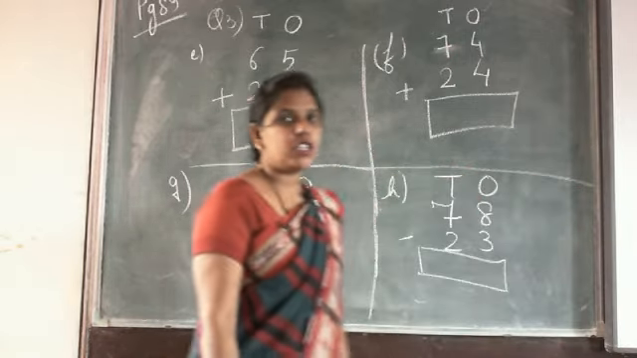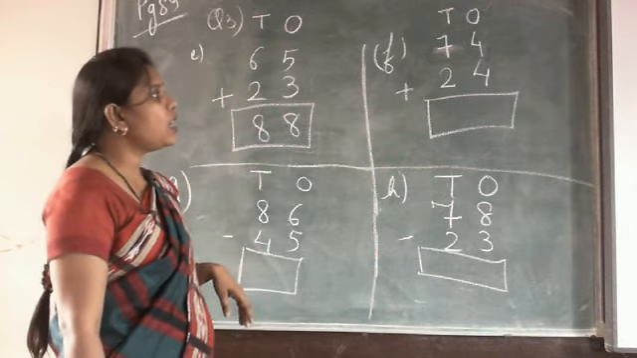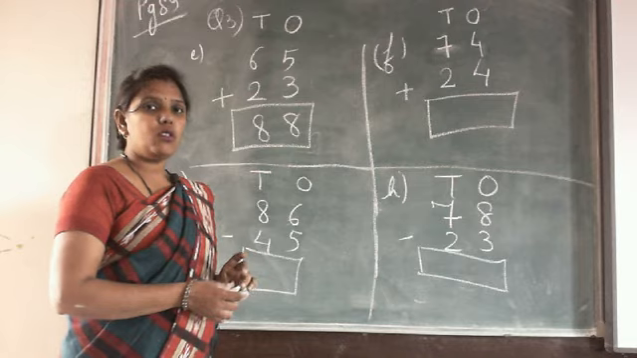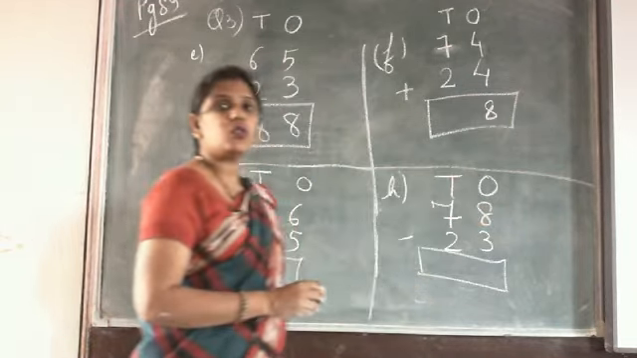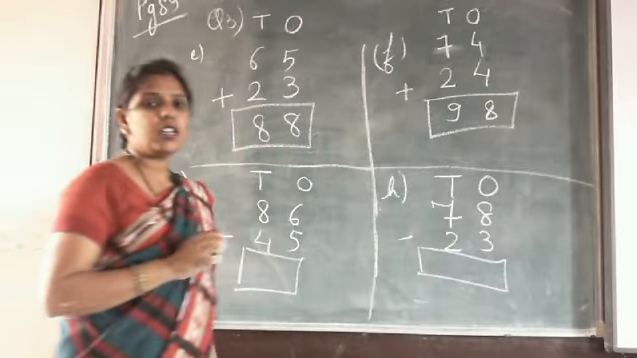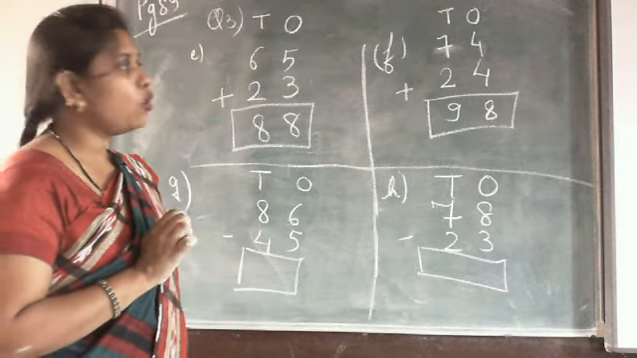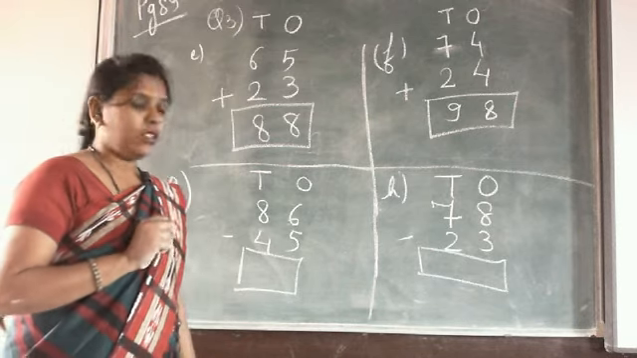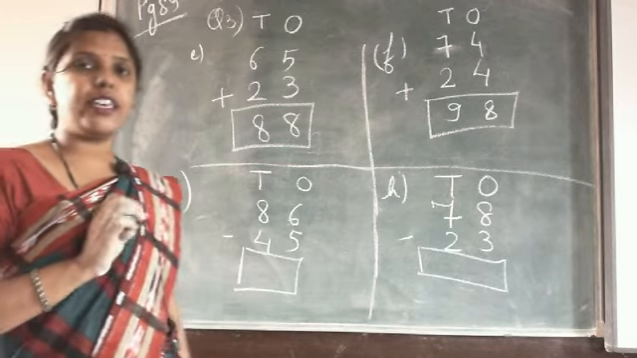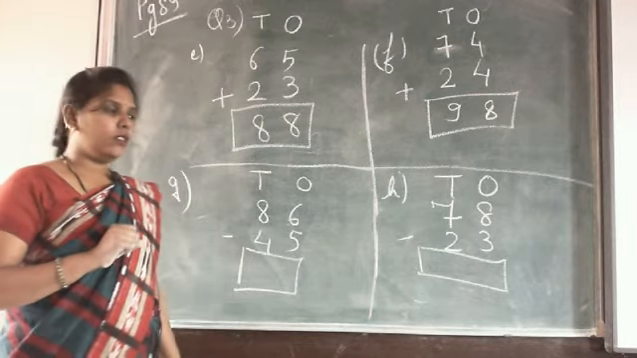Now check the second question. The second question is 74 plus 24. Now 4 plus 4 is 8 and 7 plus 2 is 9. So 74 plus 24 is 98. Have you done it correct? Very good. Now check the next question.